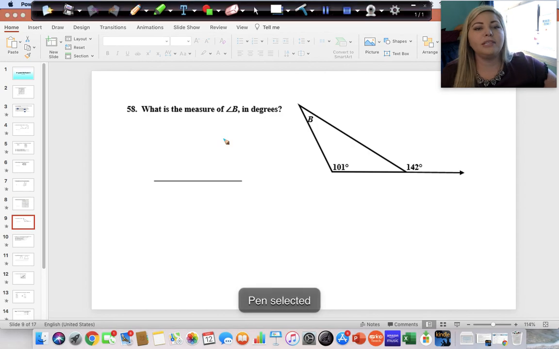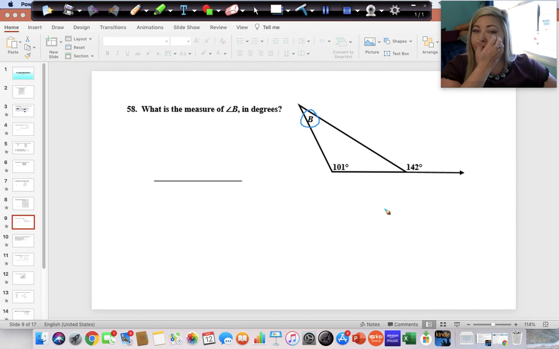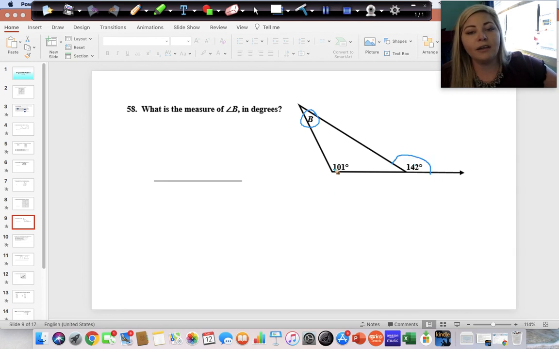Okay, it says, what is the measure of angle B? So we were trying to find this angle measure. And the way we can do that is subtracting these two numbers. We have one on the outside, and then they've given us one on this side. We are just subtracting those two. So 142 minus 101.